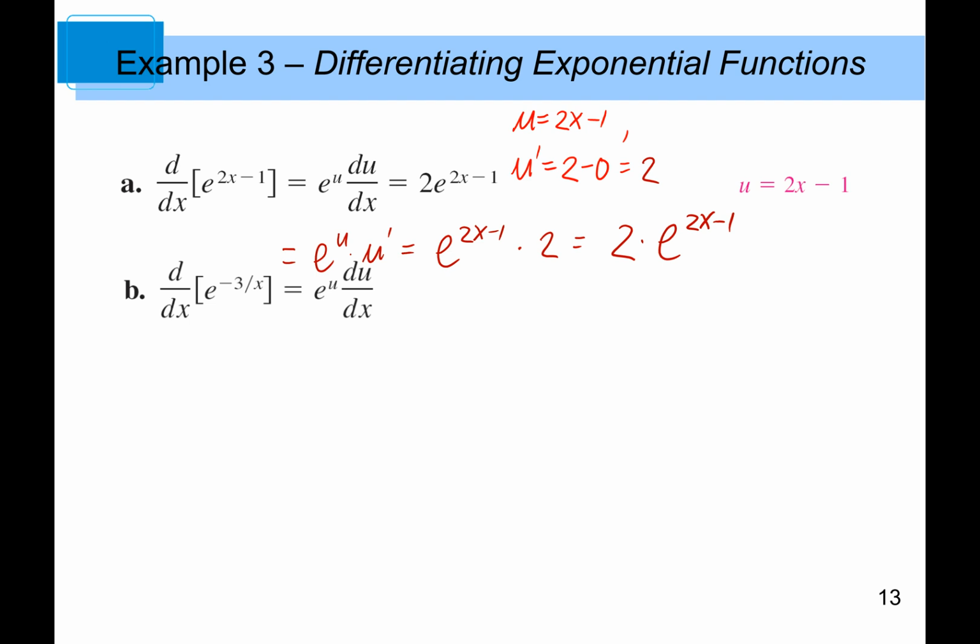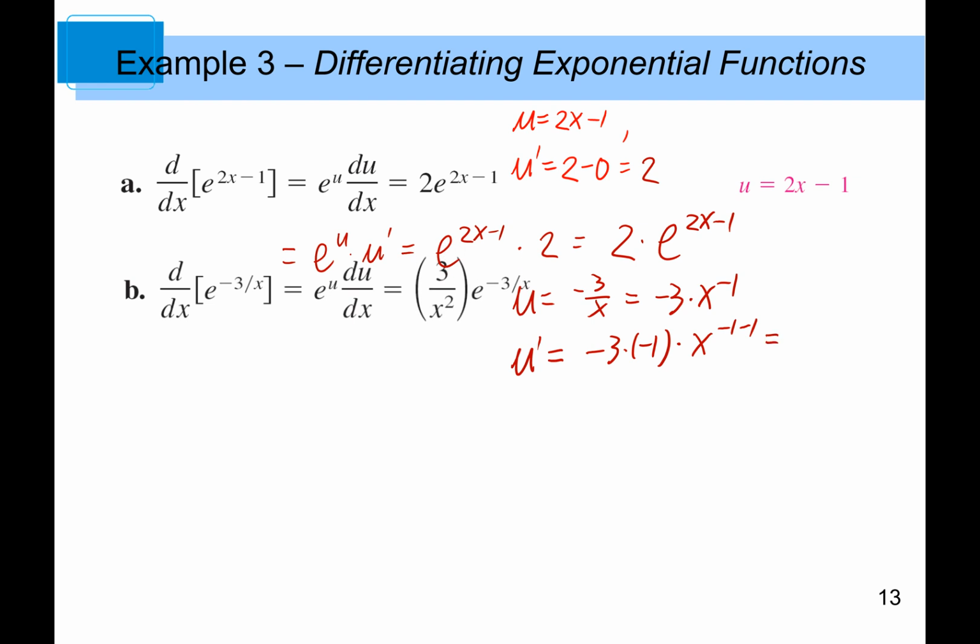In the second example, we have the derivative of e to the -3 over x power. In this case, u equals -3 over x. You can rewrite this as -3 times x to the -1 power if you want to apply the power rule. So u prime is equal to -3 times -1 times x to the -1 minus 1. -3 times -1 becomes 3, 3 times x to the -2 power. You rewrite it, and it becomes 3 over x squared.